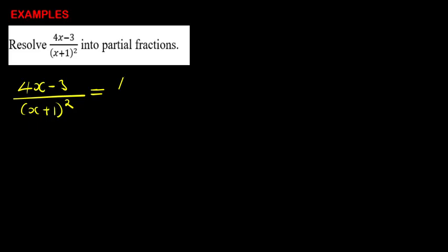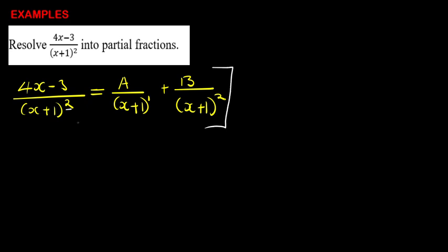So I'll start with a over x plus 1 to the power 1, plus b over x plus 1 to the power 2. We won't proceed to 3 because it is ending at 2. So what is the next move that you make? The next move in this situation is the common denominator. What's the common denominator? It is x plus 1 to the power 2.